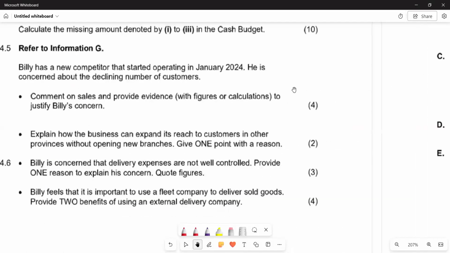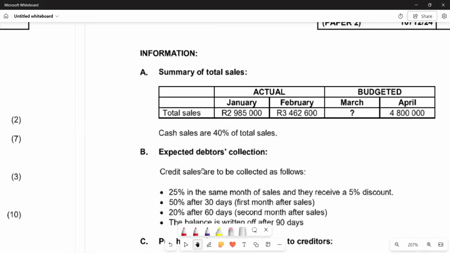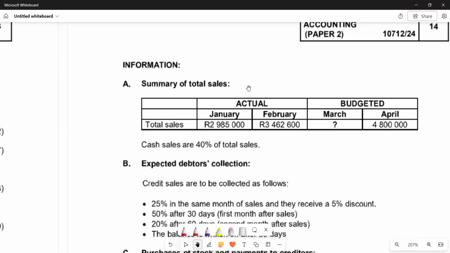So you can go through the information that we are given in the question. We've got information A, a summary of total sales, with the actual and the budgeted information. Then we have our cash sales, 20% of total sales. So what does it mean? It means our credit sales are going to be 100 minus 40, which gives us 60%. So 60% is the proportion we have in terms of credit sales.